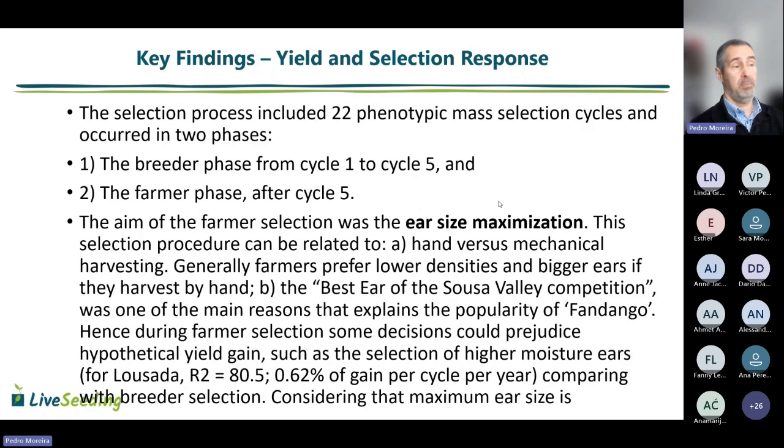And this selection procedure can be related to inverse mechanical harvesting, because generally farmers prefer lower densities and bigger ears if they harvest by hand, and because of the best ear of Sousa Valley competition. That was one of the main reasons that explains the popularity of Fandango. So, during this farmer selection, some decisions could prejudice hypothetical yield gain, such as the selection of higher moisture ears, compared with breeder selection.